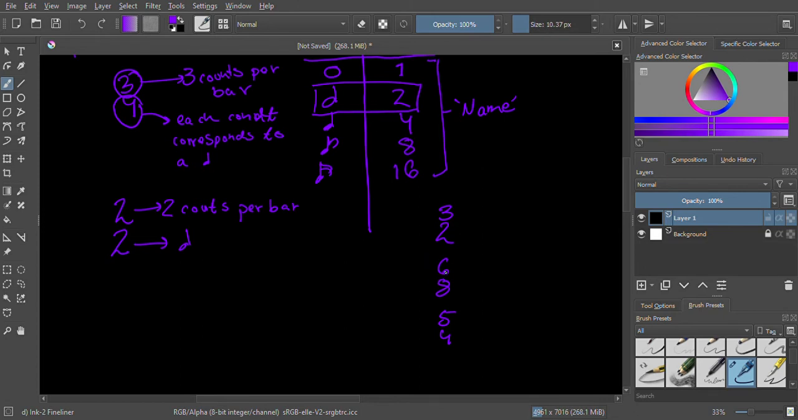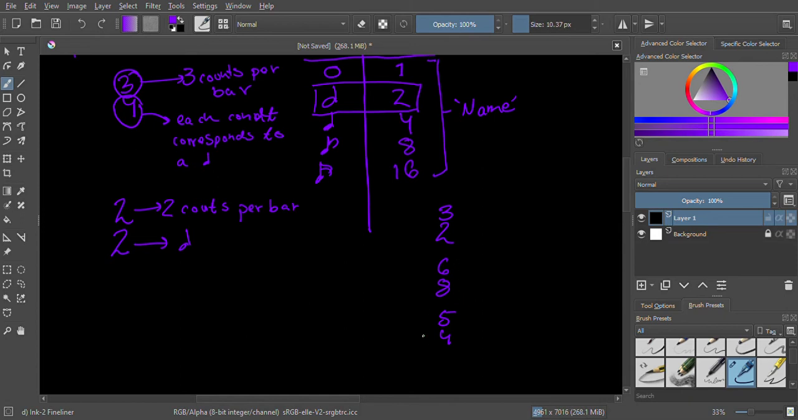Let's look at this one. Once again I look at the top number. That's telling me how many beats there are per bar. In this case there are 6 beats per bar. I count it as 1 2 3 4 5 6, 1 2 3 4 5 6, like that. And this 8 is telling me that each count per se corresponds to an 8th note. As you can see, each count corresponds to an 8th note. So I'm writing this down. Each count corresponds to an 8th note.